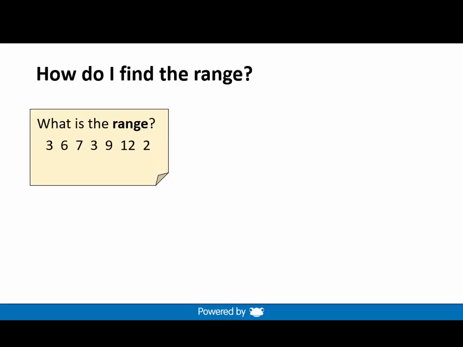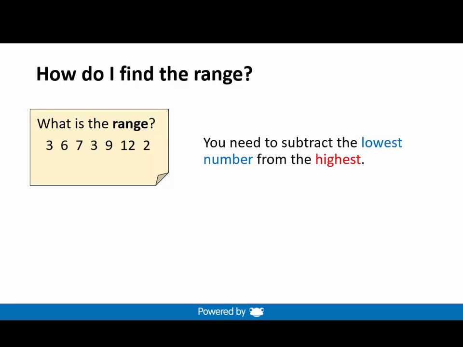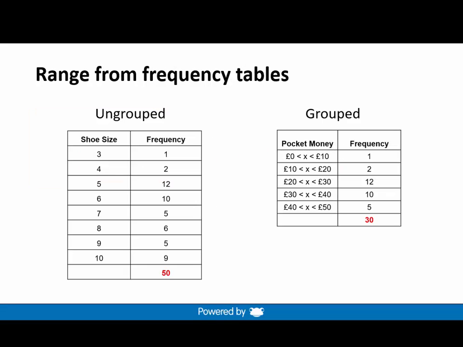Moving on to thinking about range, at a basic level, to calculate the range we need to subtract the lowest number from the highest. So if we identify them here, 12 take away 2, the range is 10. If we go into frequency tables again, in the ungrouped frequency table, the lowest value is 3, so my range is 10 take away 3, which is 7.